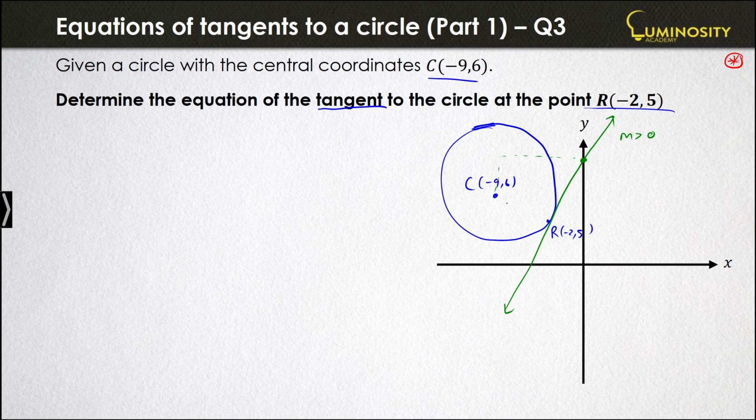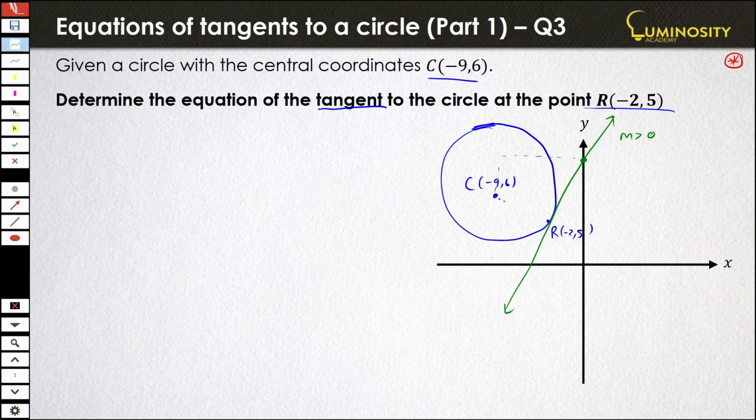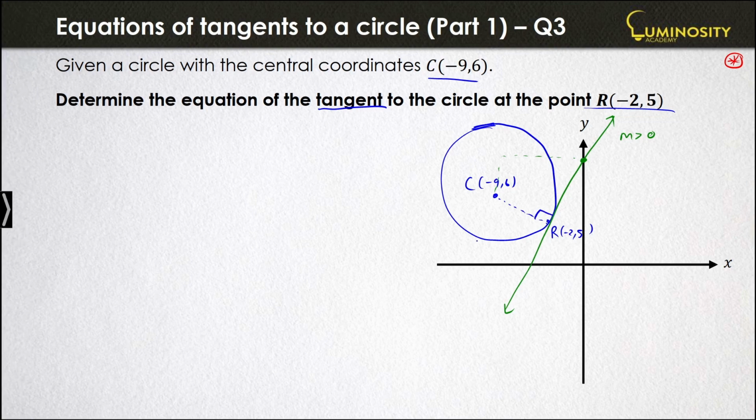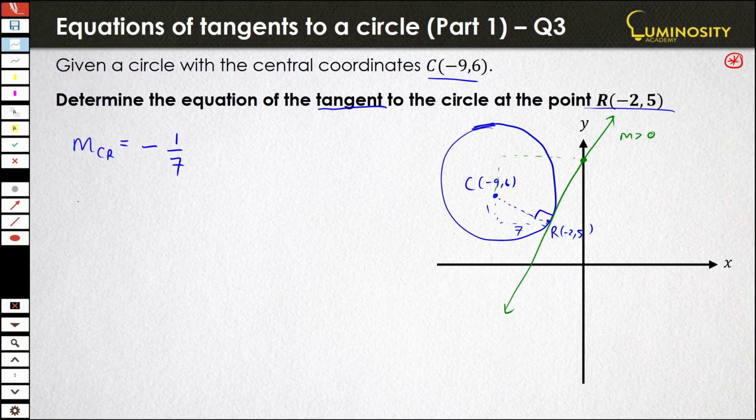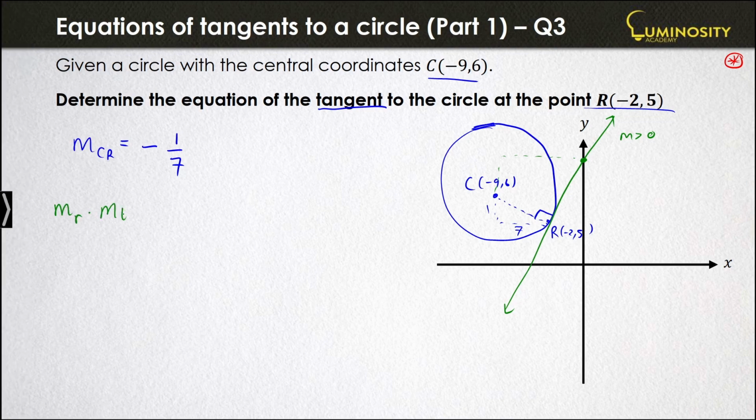First of all, let's consider the gradient of the radius line CR. You can see that it's decreasing from left to right, so it's going to have a negative gradient. From -9 to -2 is 7 units across, and from 6 to 5 is 1 unit down. So it's -1/7. That's the gradient of the radius line CR. Now we know that the gradient of the radius times the gradient of the tangent must be -1, and that again is because the radius is perpendicular to the tangent.